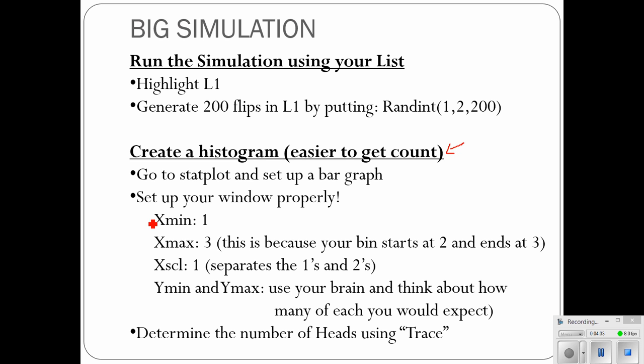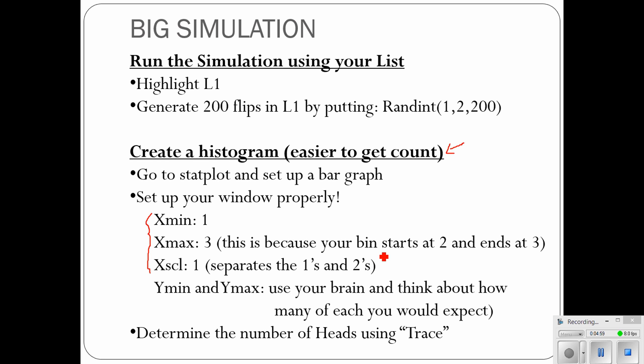The trick here is setting up your x-axis. You want to go from 1 to 3, and 3 because your bin starts at 2 and ends at 3, and then your x scale will be 1. So that's basically going to put everything from 1 to 2 in one bin, everything greater than or equal to 1 and then less than 2, and then everything between 2 and 3, your 2's, in the other bin. And you can count it very, very quickly using the trace function.